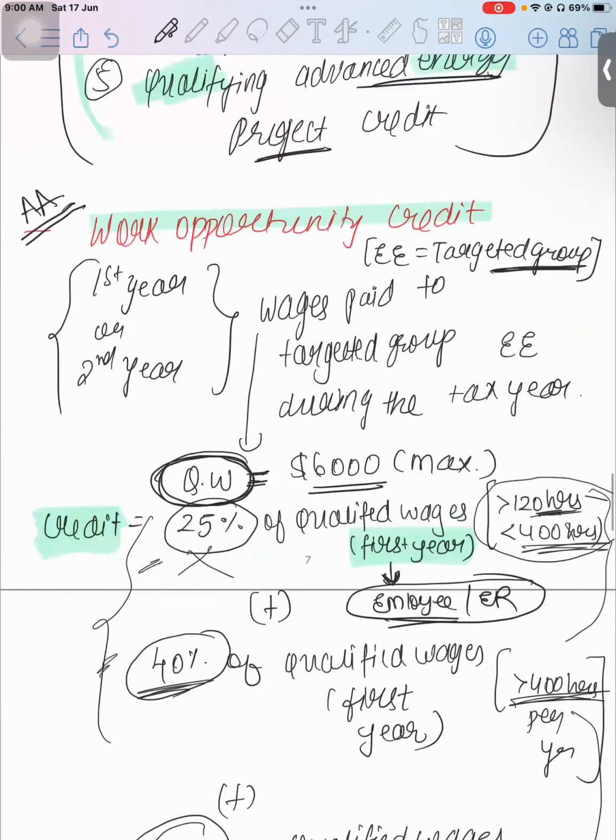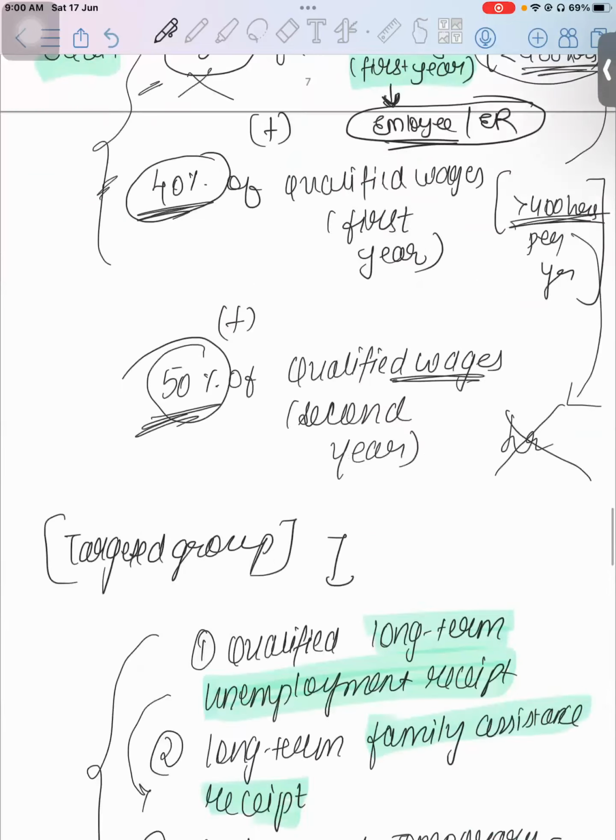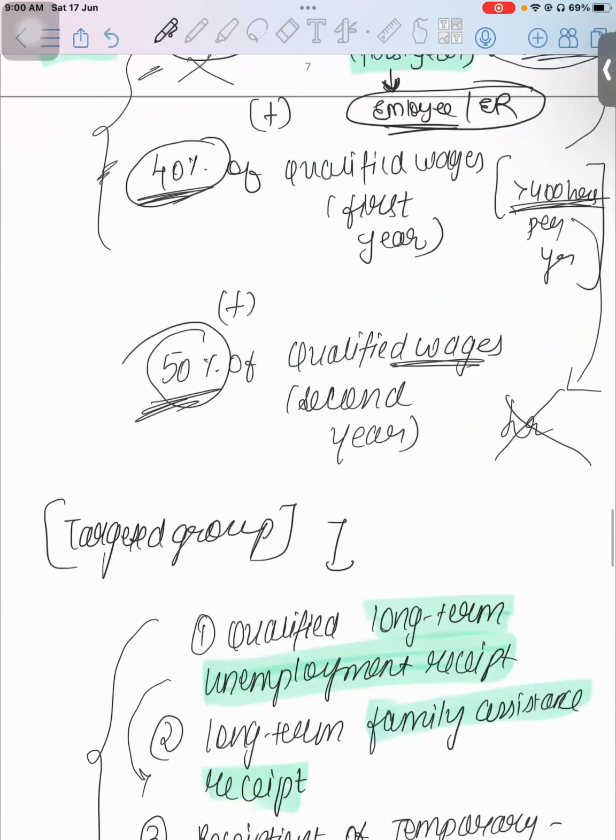And if you are being hired by any employer, that employer can take this credit. Okay, so don't get confused. Employer is going to get the credit if they are paying the wages. Okay, that is the work opportunity credit. Got it, guys? So these are the main ones.